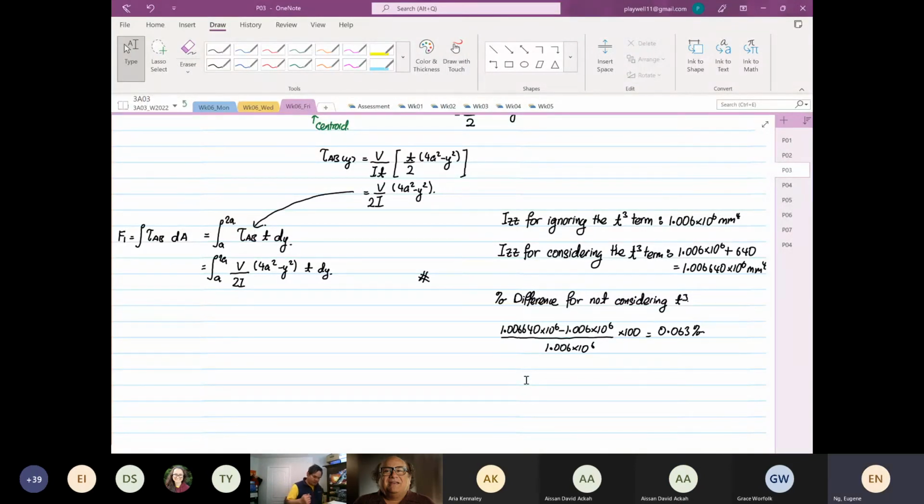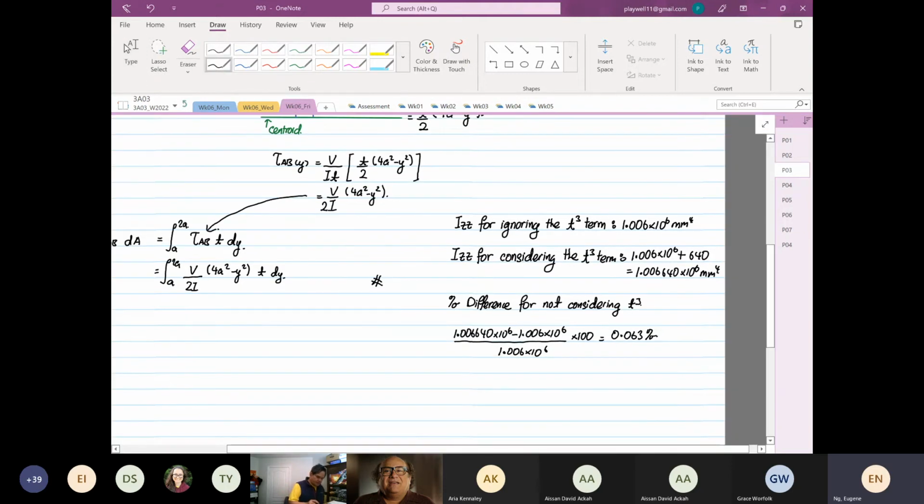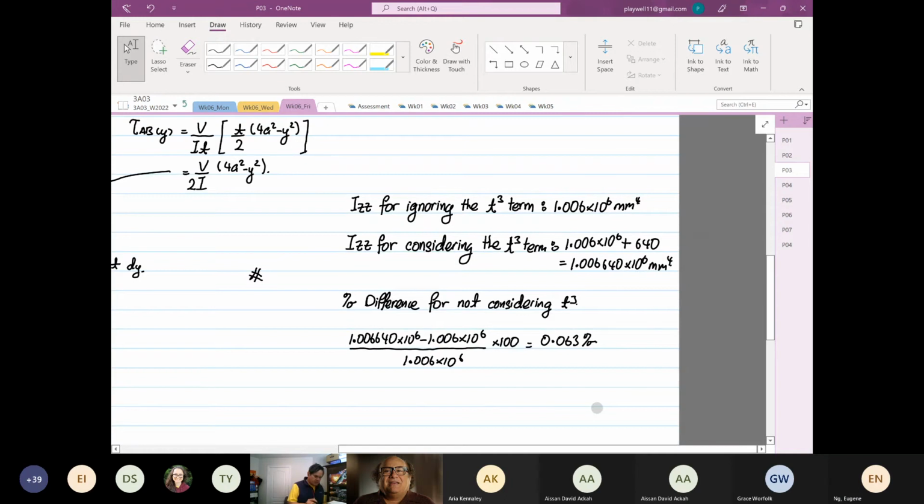Okay. Before I continue, a student asked about the 640 per millimeter to the power of 4 being quite a large number. So what I did is I calculate the percentage of difference for not considering the t cubed. I took the second moment of area without the t cubed and then with the t cubed, and calculated the percentage. It is 0.063%. So that's why we can ignore the t cubed, only for that reason.